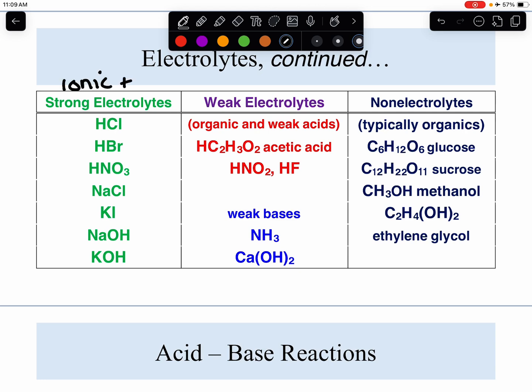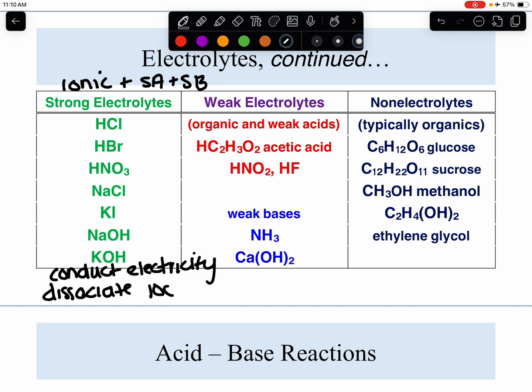And what I'm going to write is SA and SB, which means strong acids and strong bases. You do not have to memorize those in this course, but if you go to Chem 1, you will. We just need to understand that these conduct electricity or heat, of course, and they dissociate 100%. Okay, so that's what you need to know about strong.